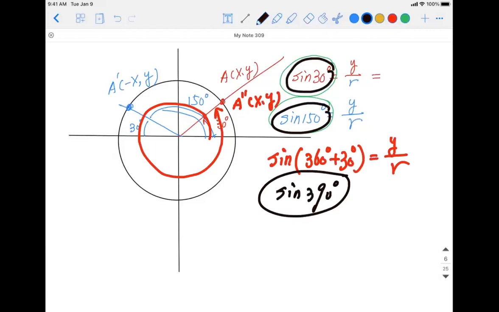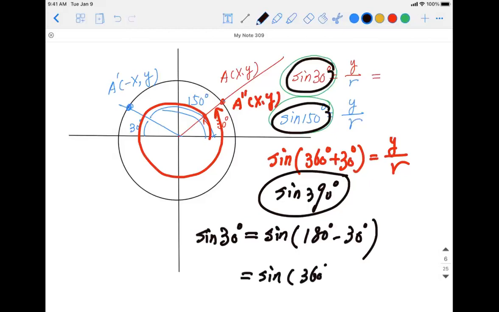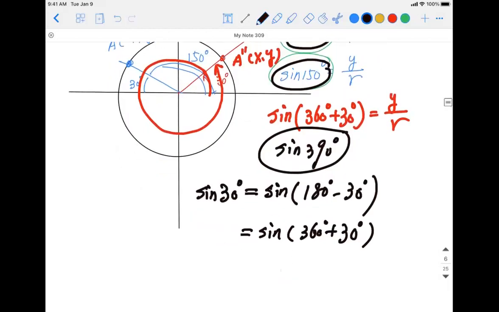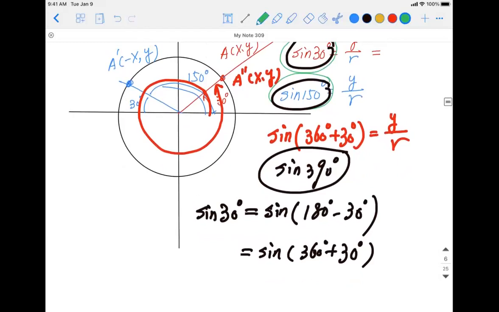So that really gives me the feeling, you see, sine 30 degrees equals sine 150 degrees, which I can write as sine of 180 degrees minus 30 degrees, right? This is not magic, right? It also equals sine of 360 degrees plus 30 degrees. And you can also find out that this does not just work for 30 degrees. If I change the 30 degrees into 40 degrees, 45 degrees, 60 degrees, and so forth, everything will stay the same, right?